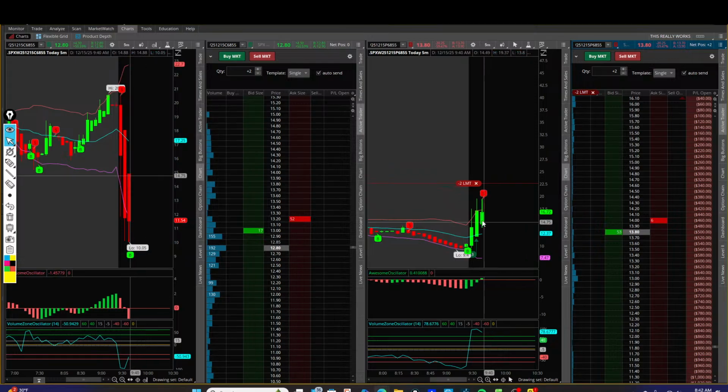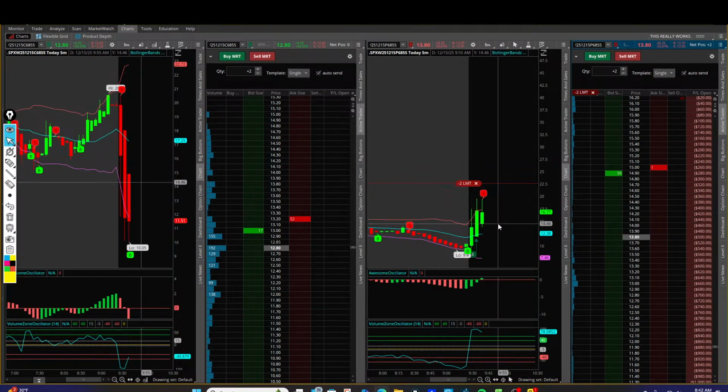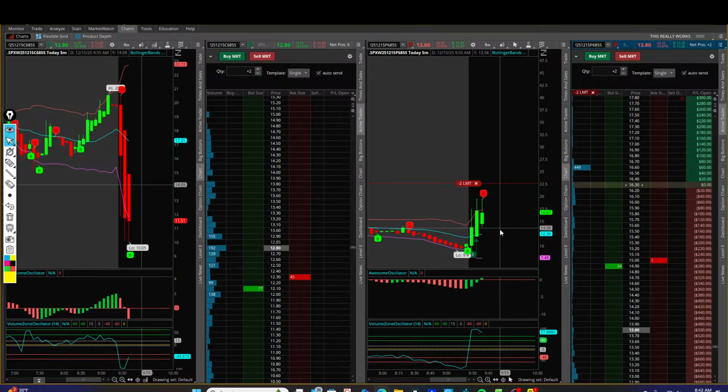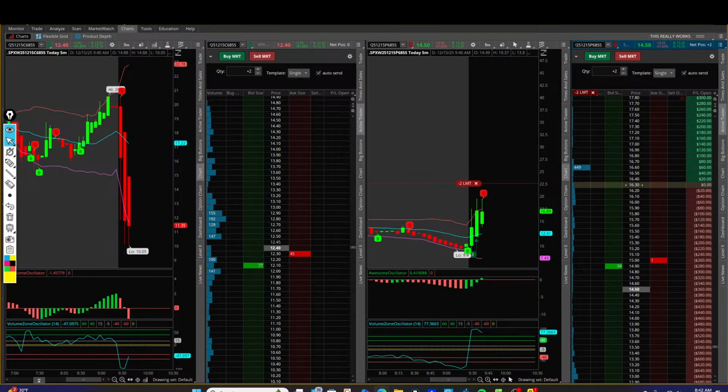Looks like it might be a double top, which double tops mean that there's going to be a reversal. That looks like a double bottom. So we're just kind of waiting and seeing right here, being prepared to do whatever we need to do.